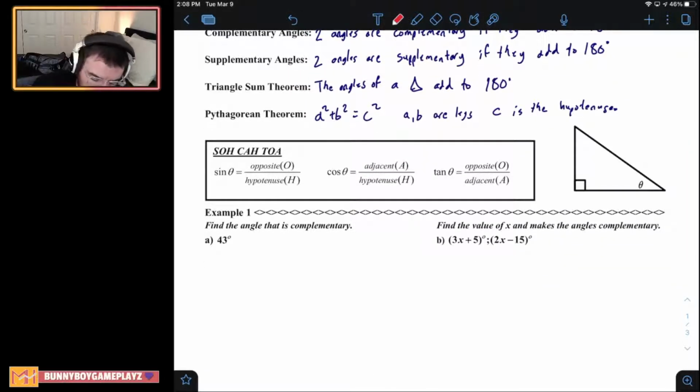SOHCAHTOA, as I like to say, SOHCAHTOA. These are called the trigonometric ratios, a ratio because they are fractions. So sine of theta is how we say this symbol, but theta represents an angle. So sine of an angle is opposite over hypotenuse. Cosine of an angle is adjacent over hypotenuse, and tangent of an angle is opposite over adjacent.